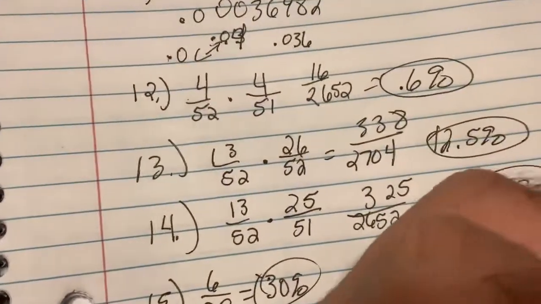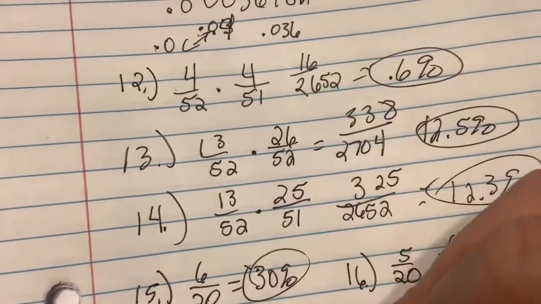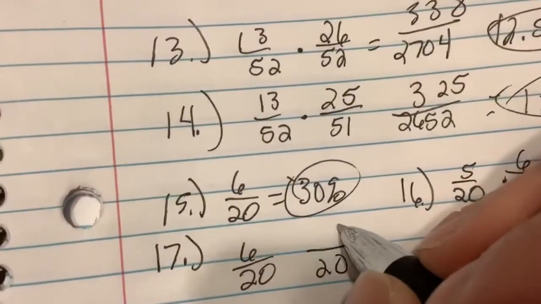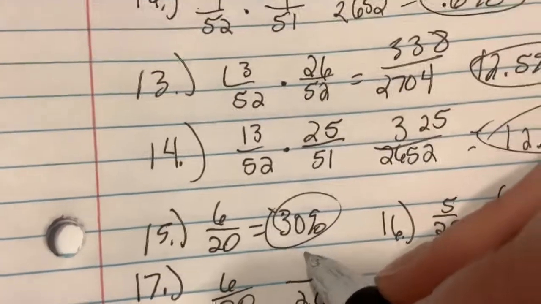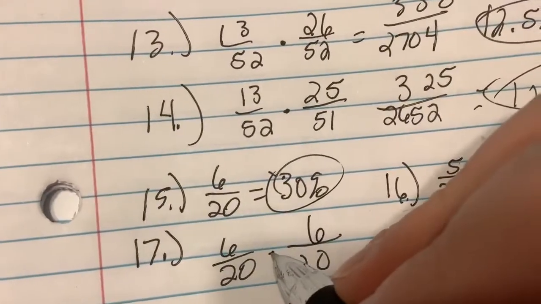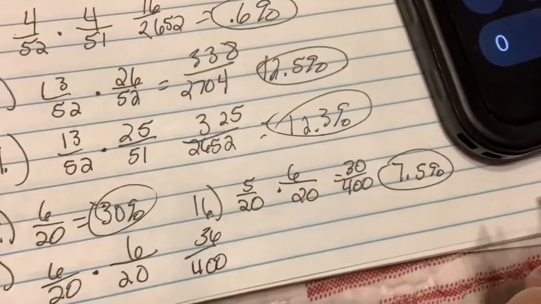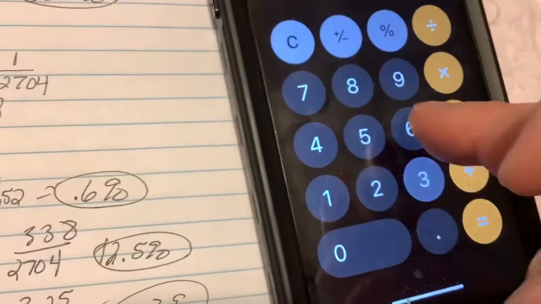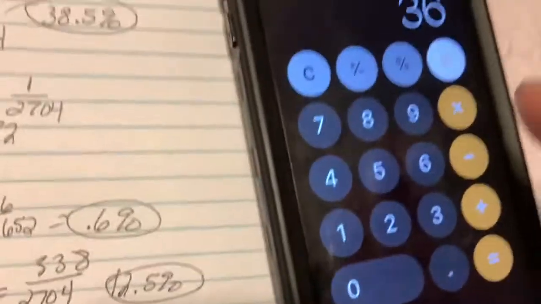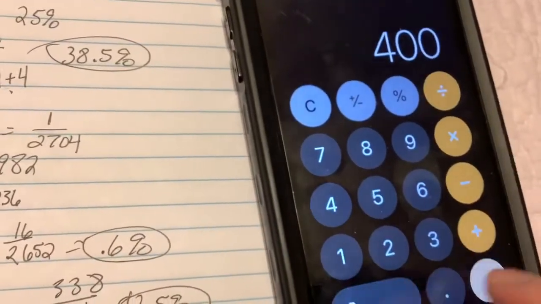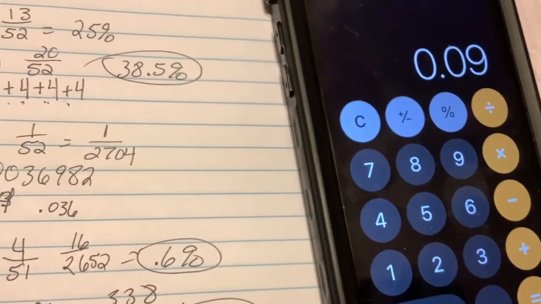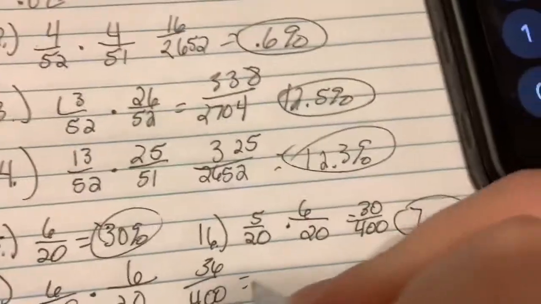Drawing a blue marble, that was a 6 out of 20. Putting it back, so there's still 20. And drawing another blue, and there's still the 6 blue. You put it back. So you get 36 over 400. Okay. So this will be a little bit higher. 36 divided by 400 is a 9% chance.